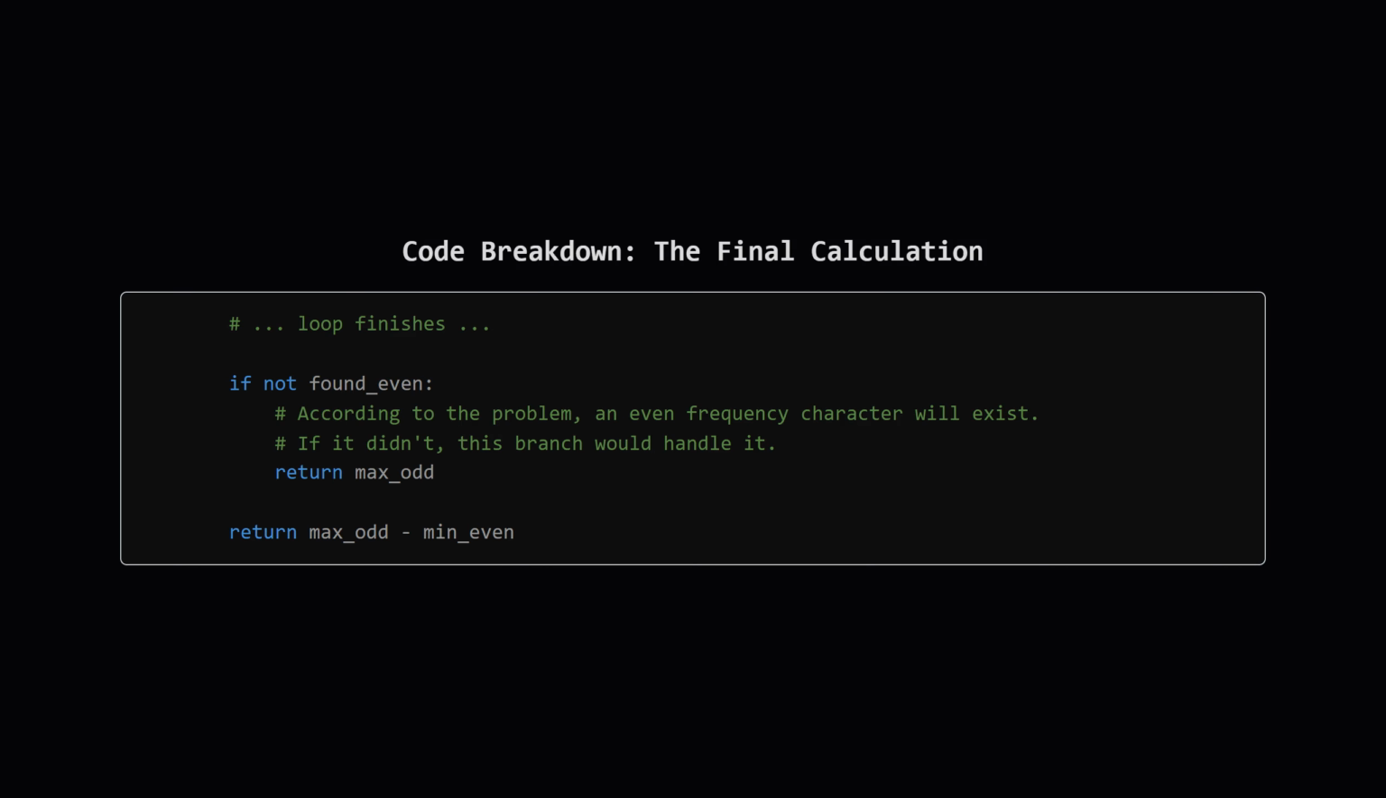And finally, the easy part. After our loop is finished, and we've found our maximum odd frequency and our minimum even frequency, we just subtract them. The problem statement implies that we will always be able to find at least one character with an odd count and one with an even count. So, we can confidently return the difference between the max odd and min even values we found.